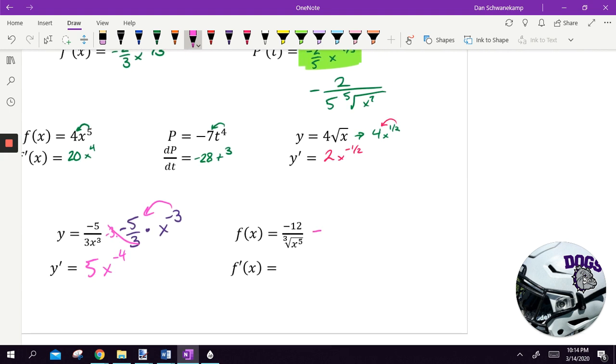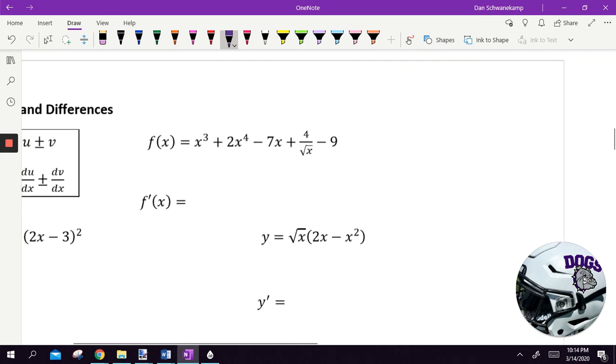Last one. That is negative 12x to the negative 5/3 multiplied by my exponent. So it's going to be positive, and then 12 times 5/3. I'm going to reduce 12 and 3 because I can do that. 12 and 3 gets me 4. 4 times 5 is 20x. Then I subtract 1, so it's going to be negative 8/3. Boom. That's power rule. Power rule is pretty easy.